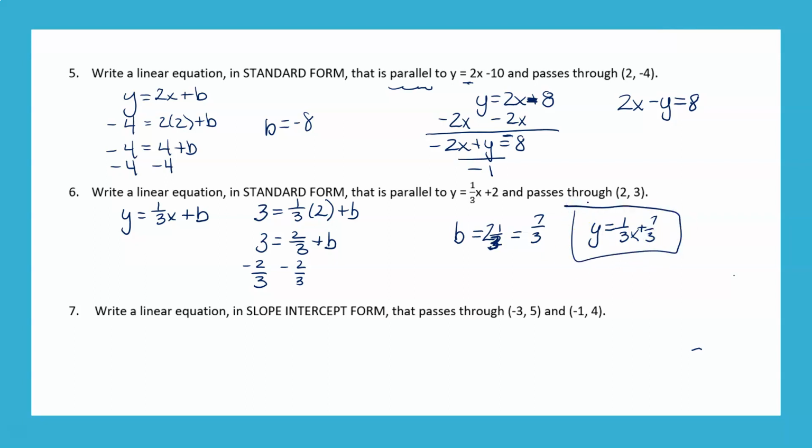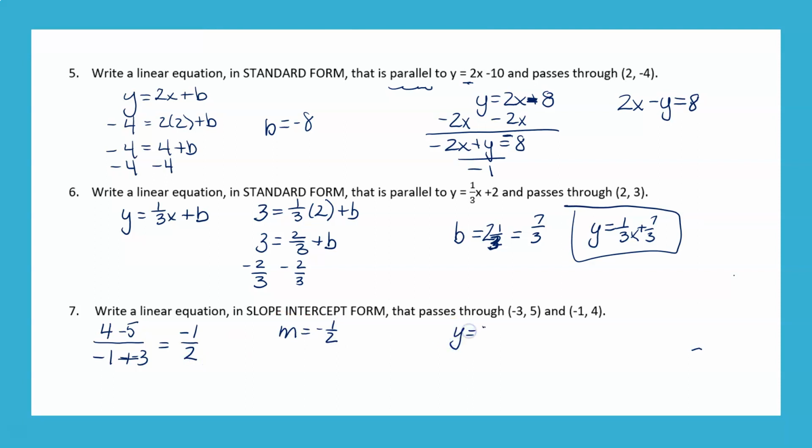Okay, number 7. Write a linear equation in slope-intercept form that passes through -3, 5 and -1, 4. So first we need to find the slope. 4 minus 5 over -1 minus -3, which is plus. So we have -1 over 2. So our slope is -1/2.